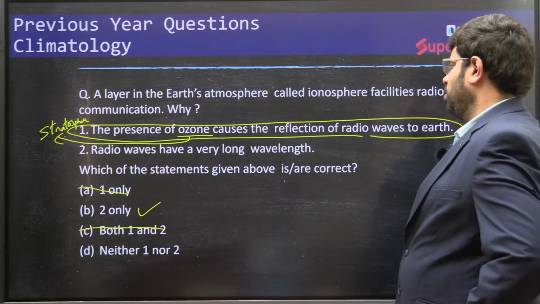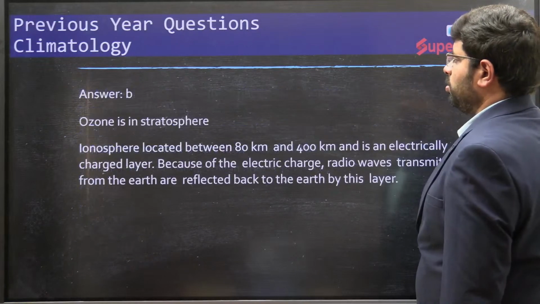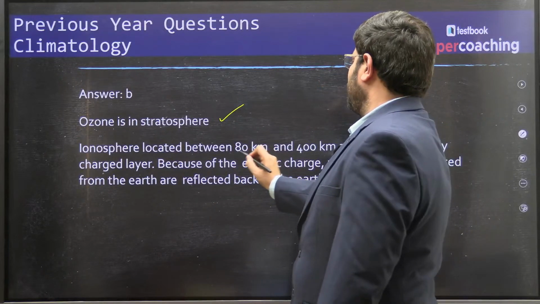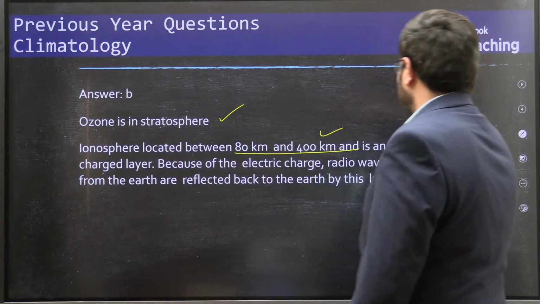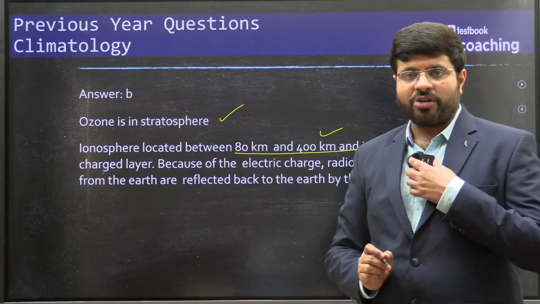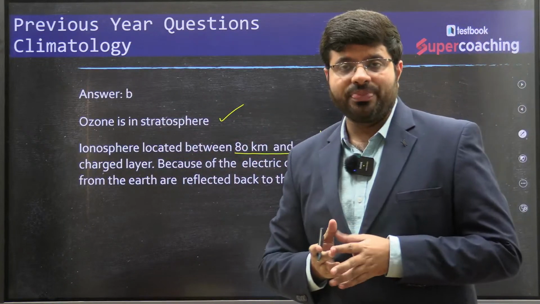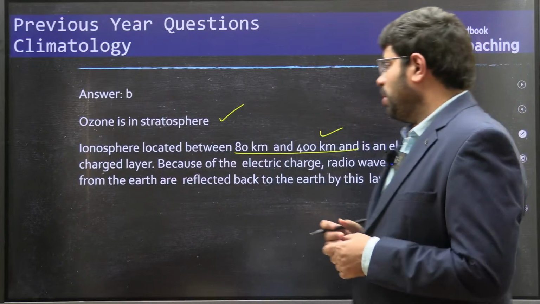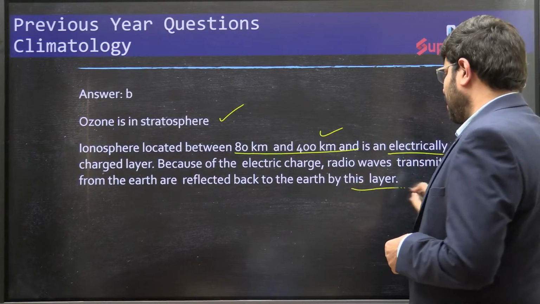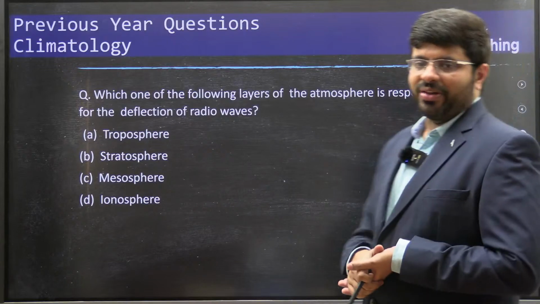You have a very long wavelength. So the answer should be B. Ozone is in the stratosphere. We have seen that the ionosphere is located between 80 kilometers to 400 kilometers. It is an electrically charged particle layer because of the presence of ions. These ions are formed by the solar energy, the solar waves coming up. And because of the electrical charge, radio waves transmitted from the earth are reflected back to the earth by this layer. And by nature, radio waves also have longer wavelengths. That's a very easy thing.